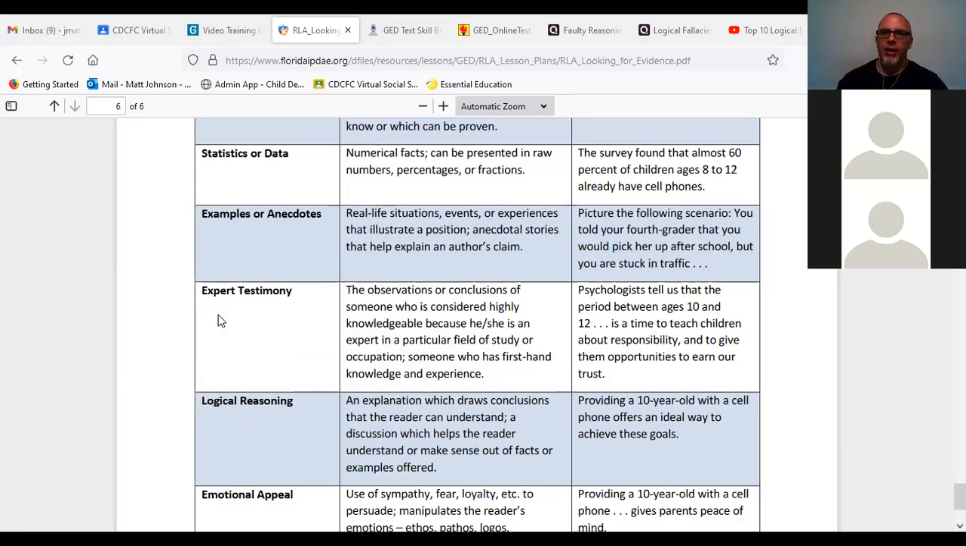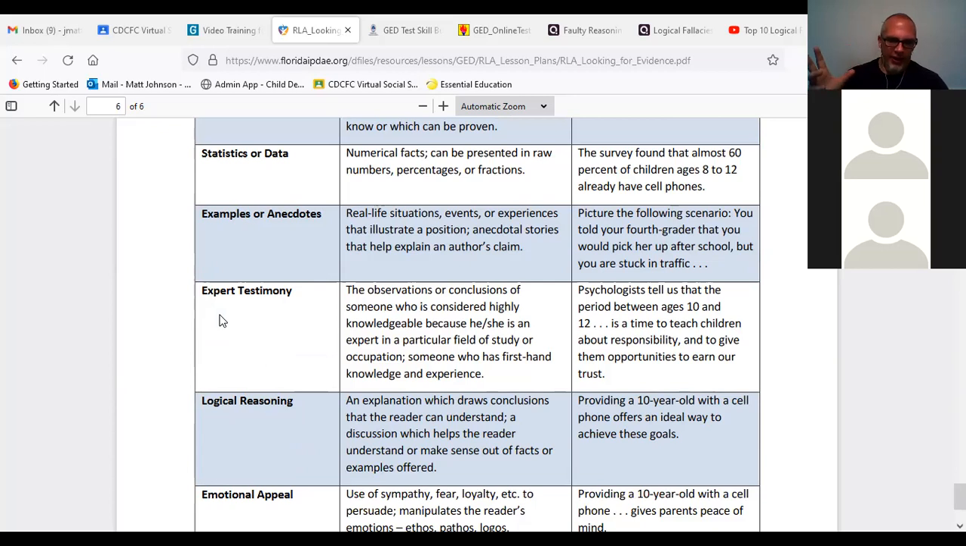Expert testimony, right? Here we go again. When you have experts, so they're citing psychologists, tell us that the period between ages 10 and 12 is a time to teach children about responsibility and to give them opportunities to earn our trust. So there is an expert testimony. That's something that you could point out that they use.